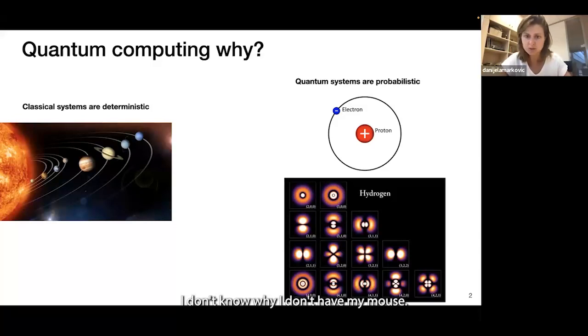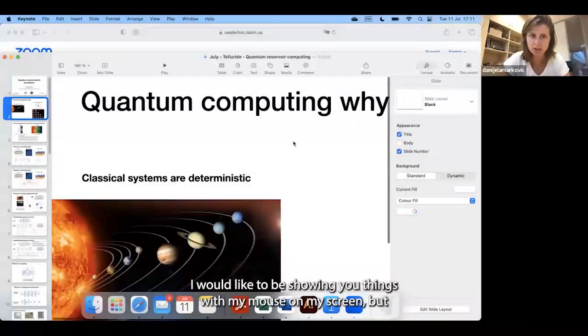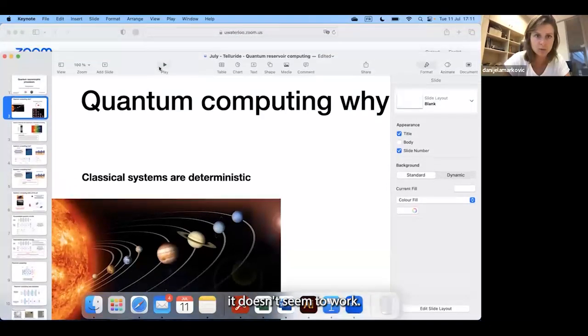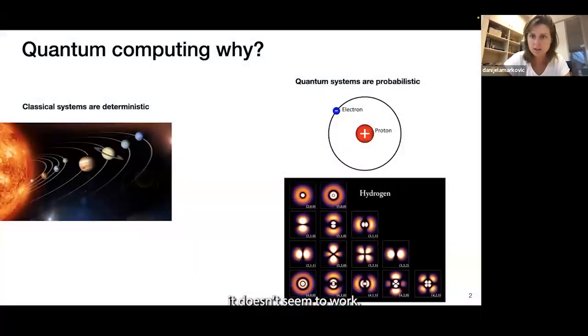I don't know why I don't have my mouse. I'm sorry. I would like to be showing you things with my mouse on my screen, but it doesn't seem to work. No. Well, okay, I'll try to explain with words.